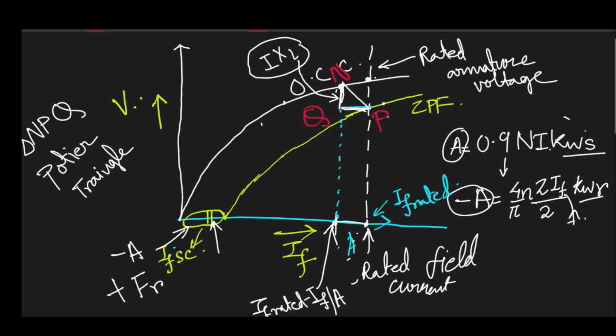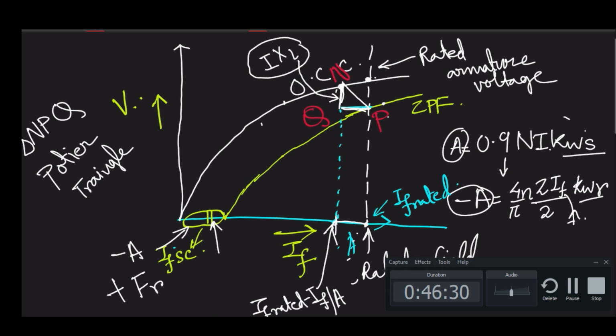Once you construct the Potier triangle, you can separate the drop. Your synchronous impedance is something you can measure, right? But once you have measured your synchronous reactance, it is very important to understand how much of it is responsible for armature reaction reactance. Because in the EMF method, you are actually representing a virtual EMF drop.